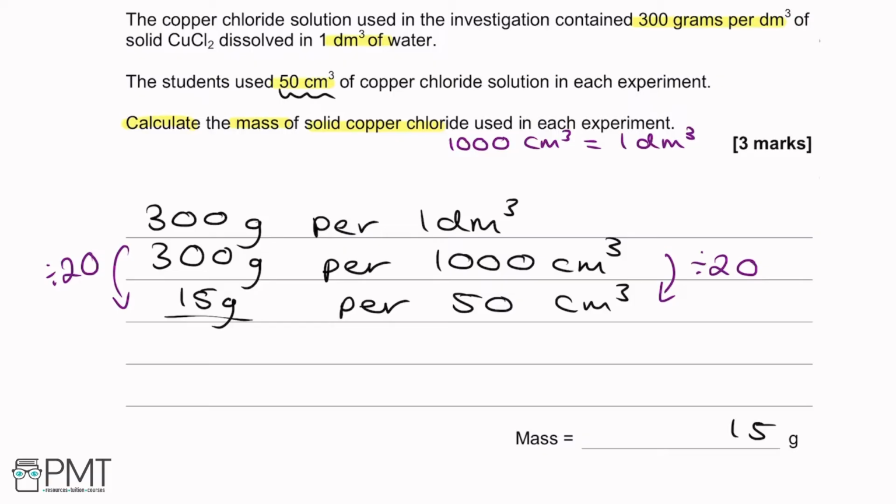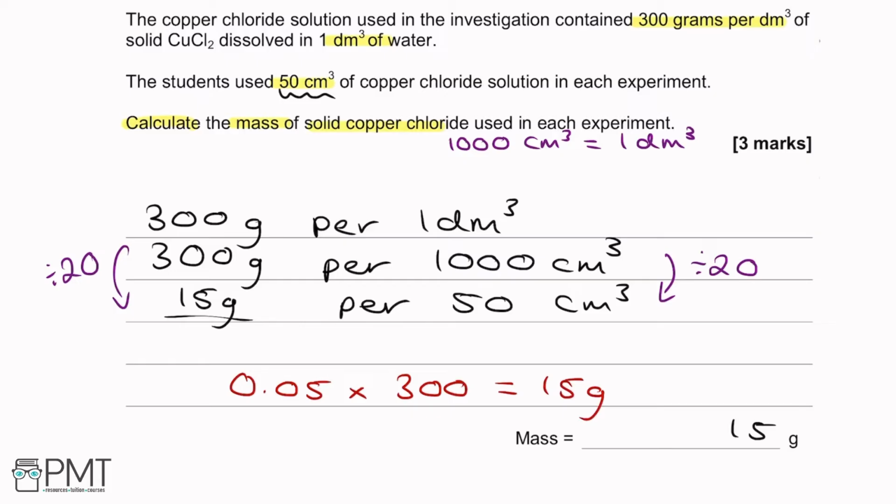Now, obviously with this being a calculation question, there were lots of different ways that you could get to the answer. So you could have converted between centimeters cubed and decimeters cubed at different points. Okay, so rather than converting decimeter cubed into centimeters cubed, you could have converted the 50 centimeters cubed into decimeters cubed. So that would have meant that you did 0.05 times 300, which again would just get you the 15 grams.